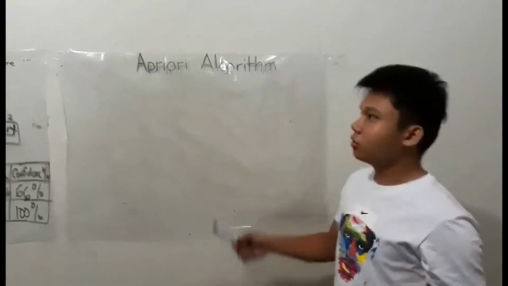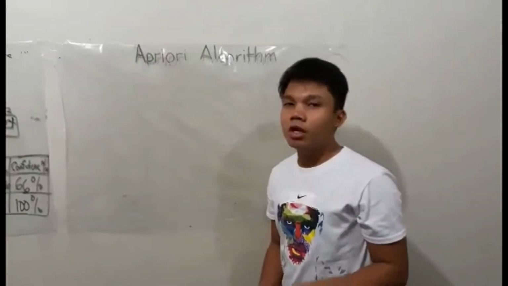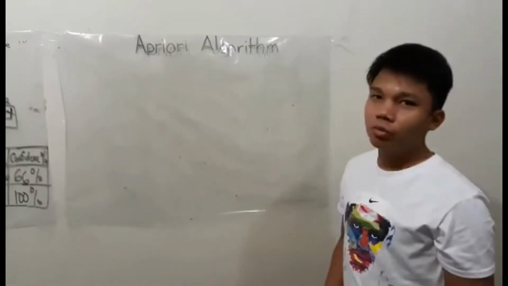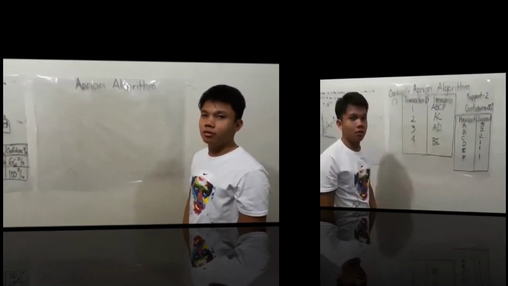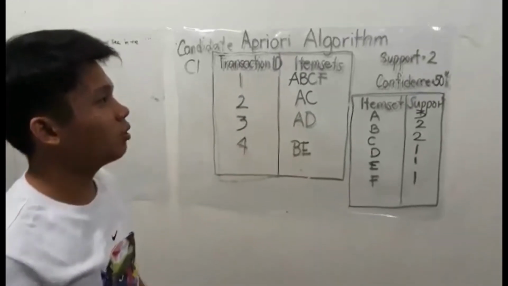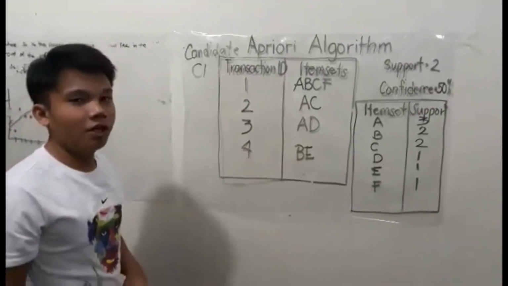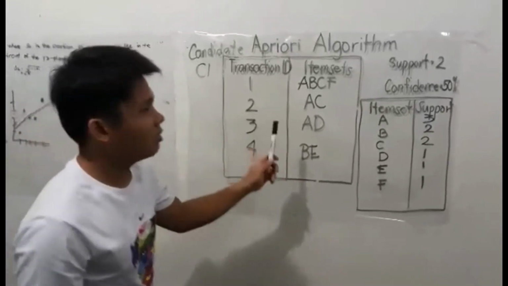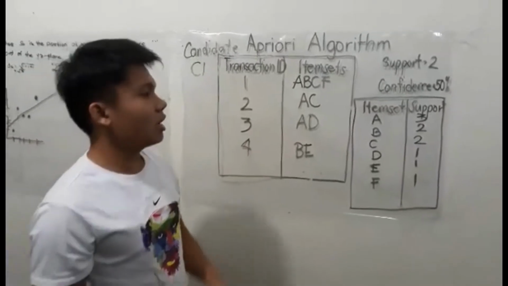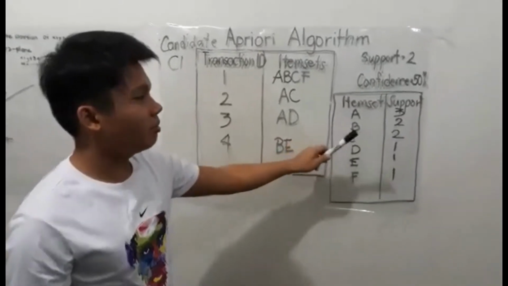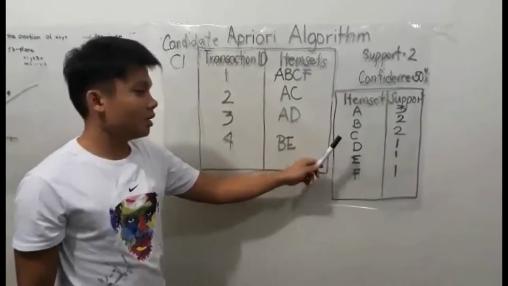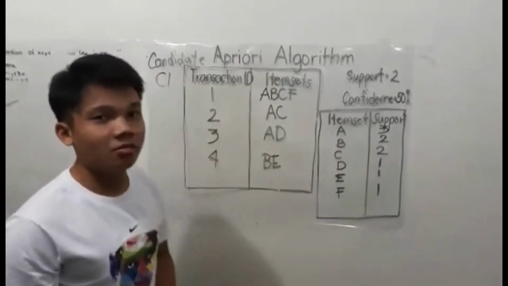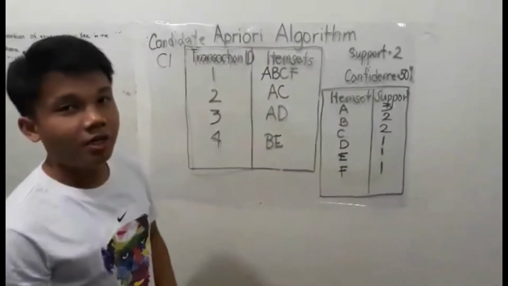Afterwards, throughout our discussion, we will see the variation of transaction which leads to Boolean association rules. Now we will start to find out the support and confidence for the candidate C1. We have the transaction ID, item sets, and the candidate for each item set, which is A, B, C, D, E, and F. Support is nothing but the number of times that the item set has been repeated.